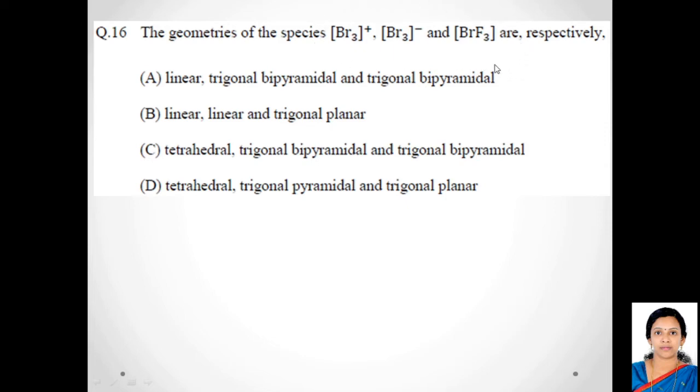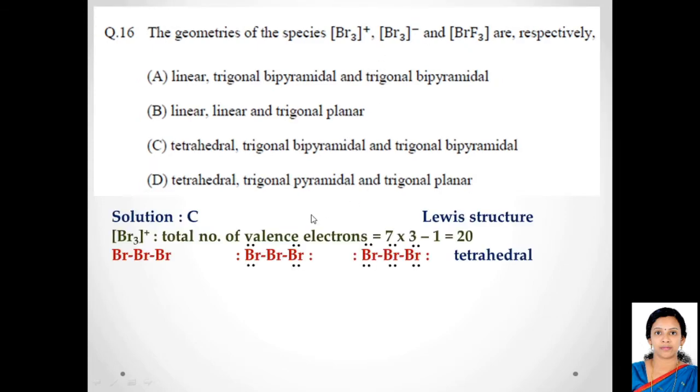For finding their geometries, the way to start is by writing their Lewis structures. So let's start by writing the Lewis structures for each of these. Starting with the tribromonium cation, first we will have to calculate the total number of valence electrons. There are three bromines, 7 valence electrons for each bromine. So we will have 7 multiplied by 3, which is 21. But then there is a positive charge. An electron has been lost, so for that we will have to subtract 1. So we will end up with 20 valence electrons for the tribromonium cation.